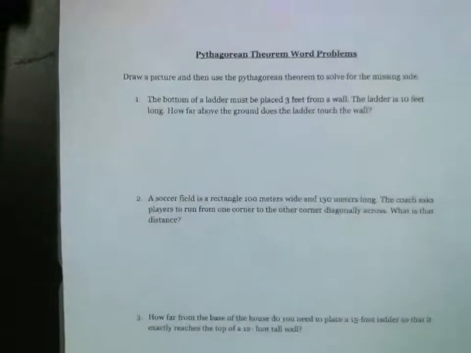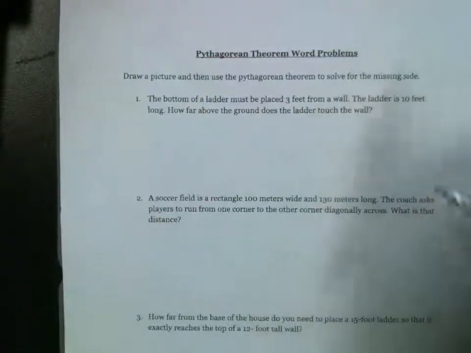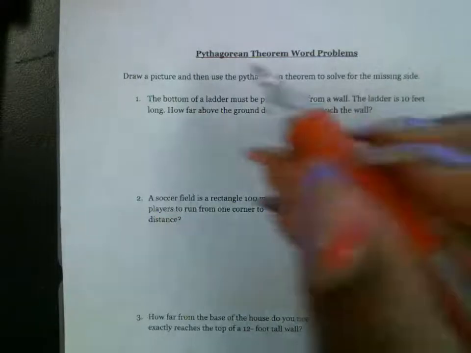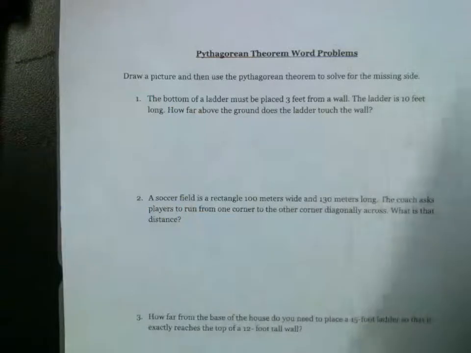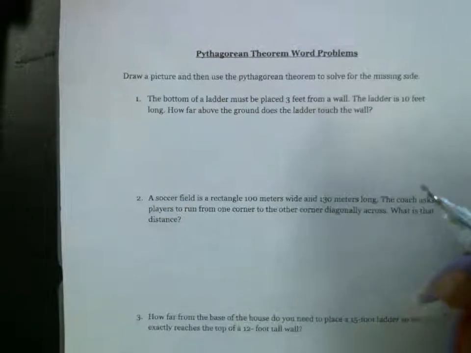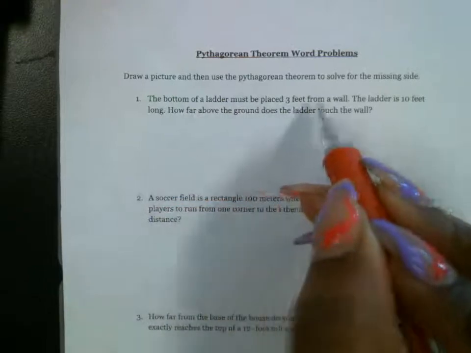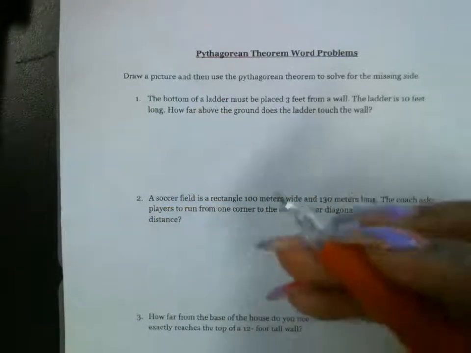All right, so let's look at the first one. Make sure you put your name on your paper so that when you take a picture, you can submit this. We're going to be drawing the picture, and we're going to use the Pythagorean Theorem to solve these problems. It says the bottom of the ladder must be placed 3 feet away from the wall.